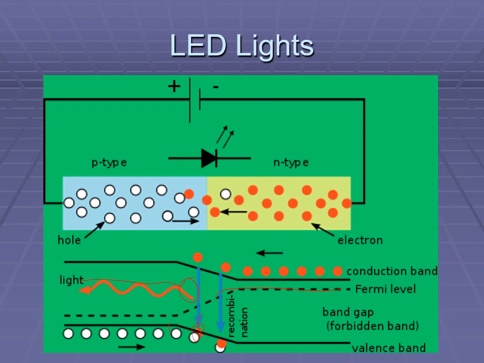And so they give off certain characteristic colors. In order to get white light out of an LED, you need multiple types of LEDs mixed together to give you the white light.